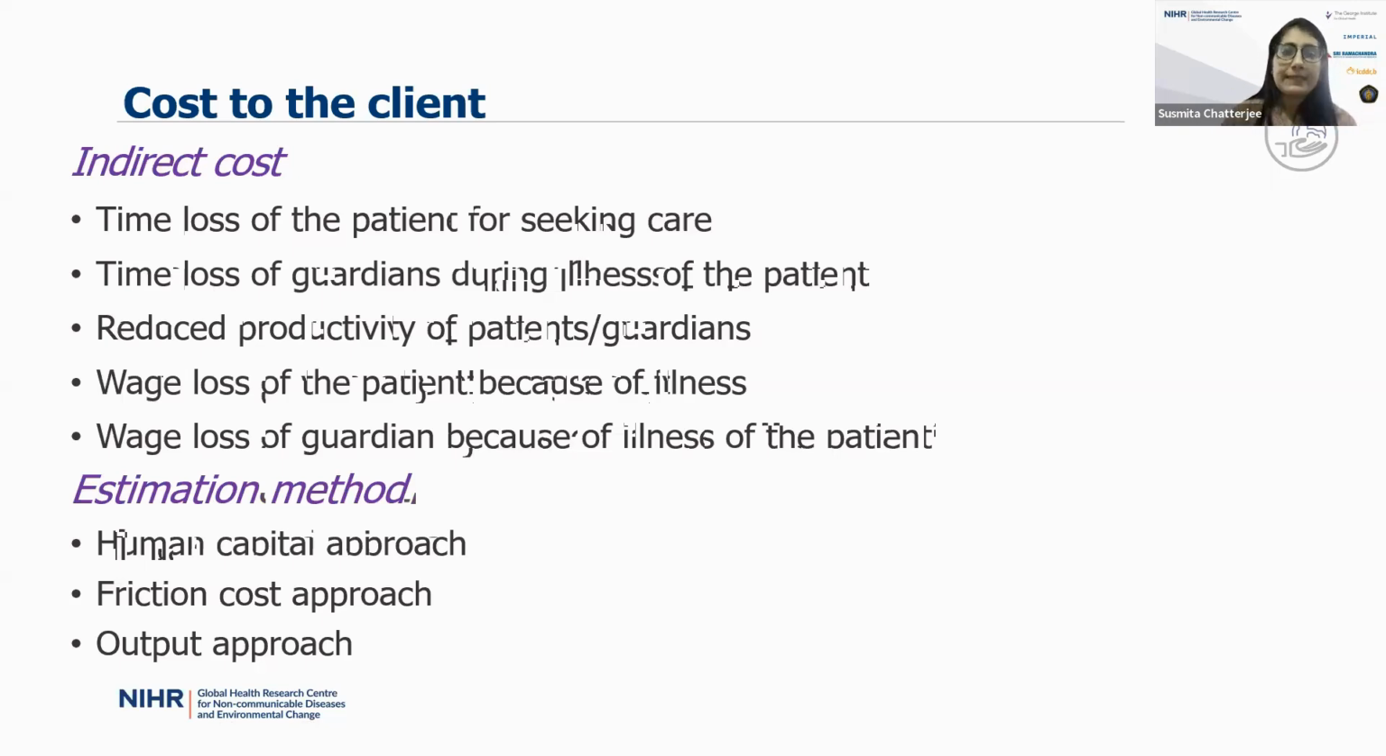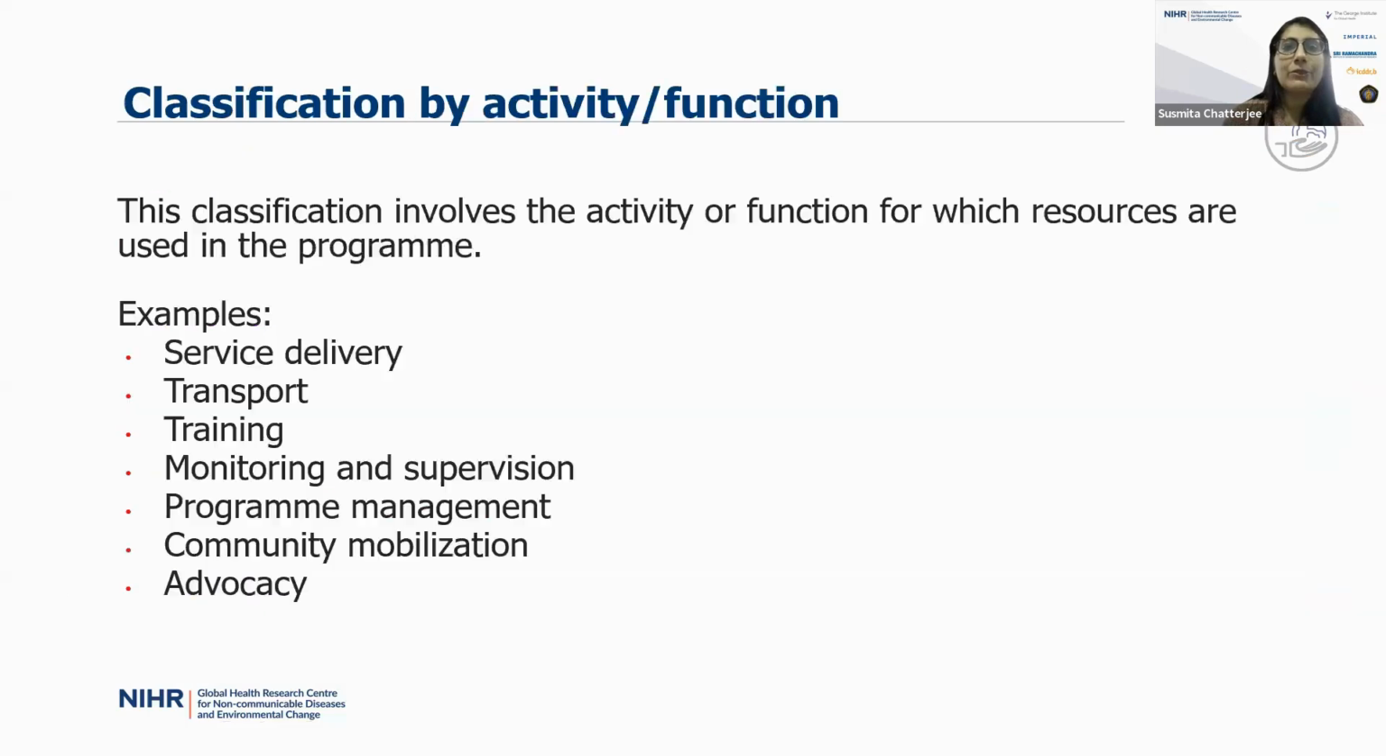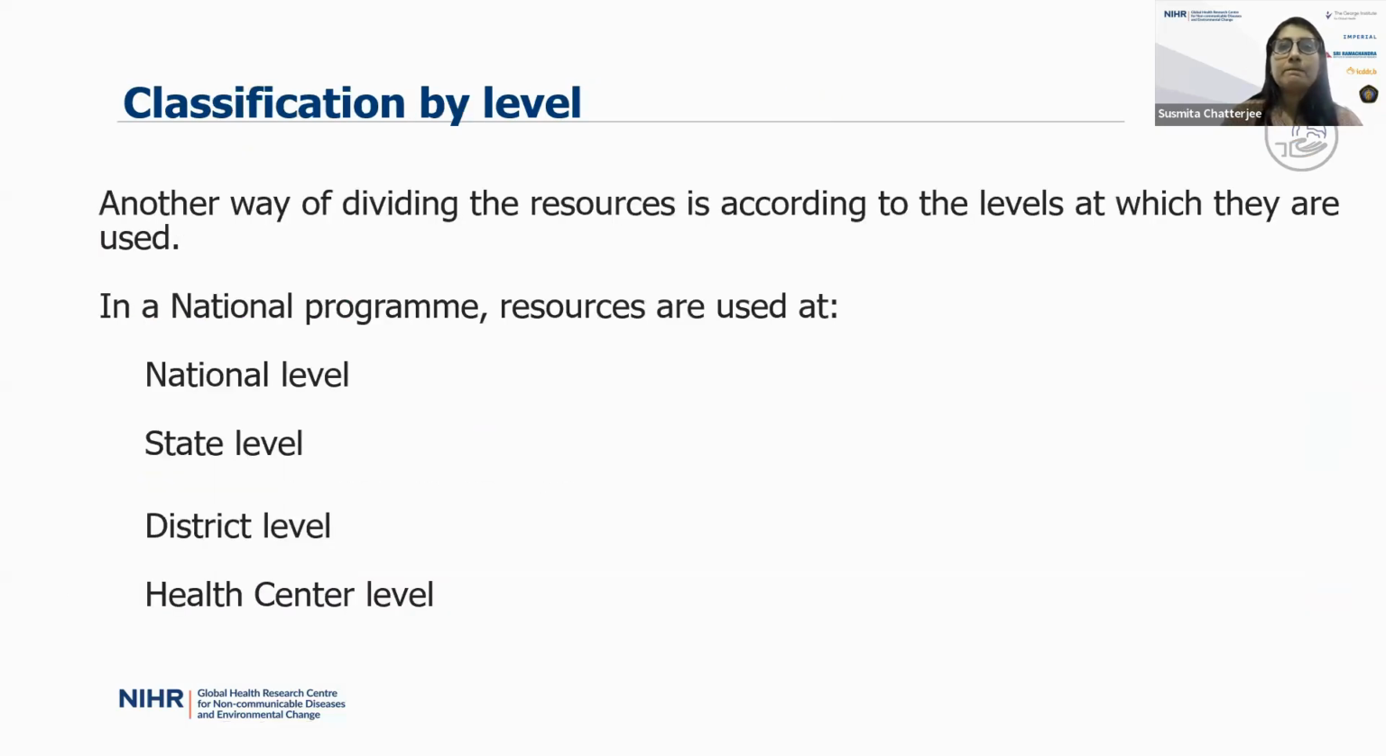If you want to present the wage loss of the person using the output approach, you present the wage loss of the person. So it's up to you how you want to, and you can do both. You can say cost of time loss is this, cost of wage loss is this. So yeah, you can do both. Hope this answers your question. Okay, great.